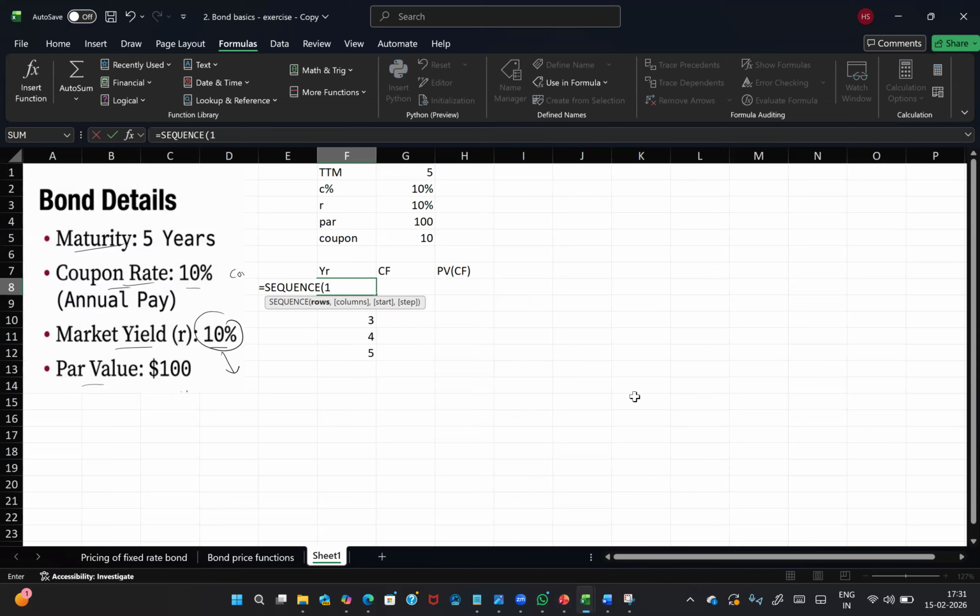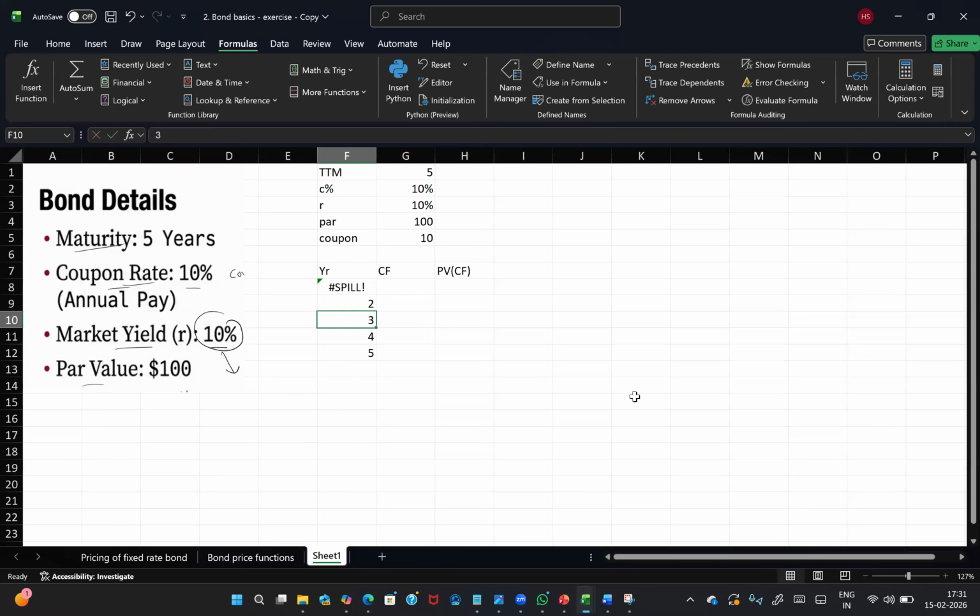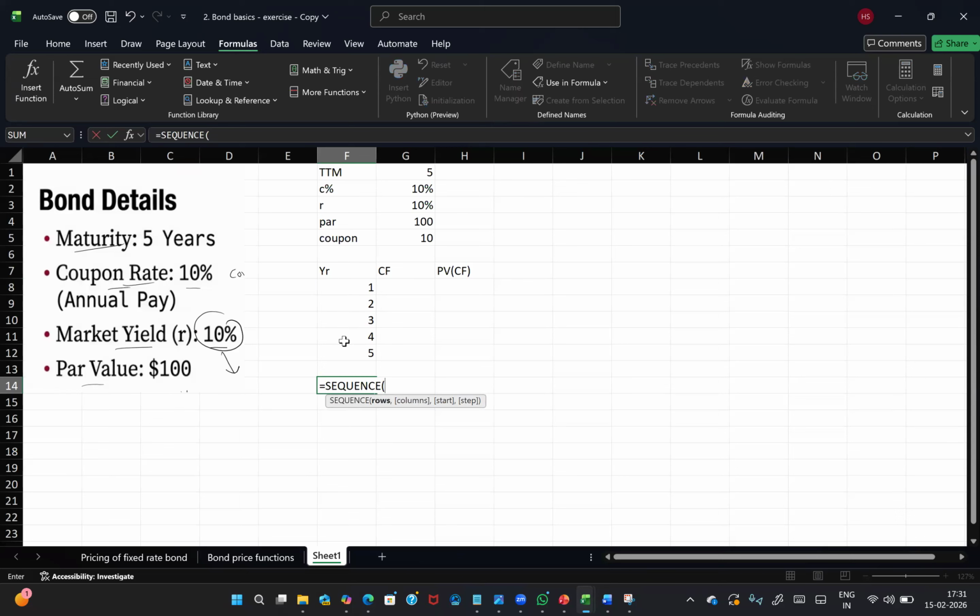I want rows. Say I want 5 rows and I want to start with 1. Okay. So right now I already have these values. So hence it's giving me a spill error, but I can also use the sequence formula to populate. Yeah. So it gives me 1 to 5.